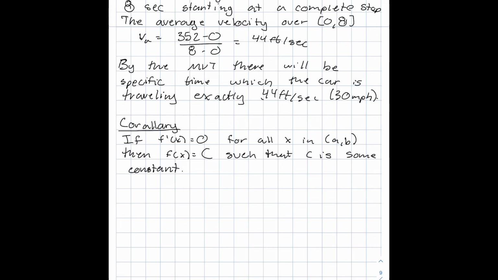Basically, if the derivative always equals 0, Rolle's theorem says that there have to be two points equal to each other. Well, if the derivative is always 0, all those points are going to equal each other. We can just call it some constant. It's just going to be some continuous horizontal line. And then we also get this other corollary.